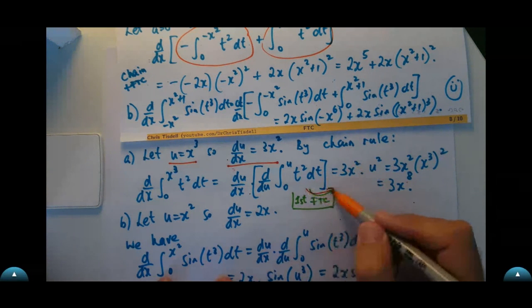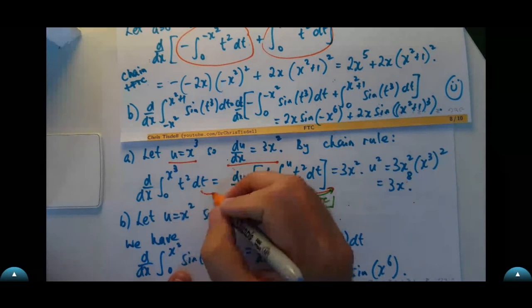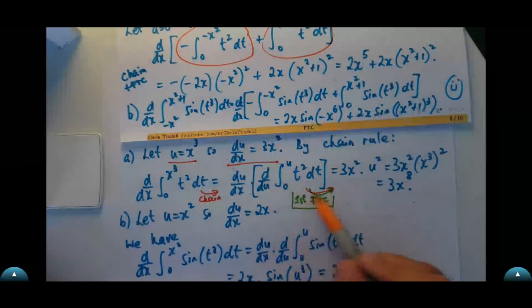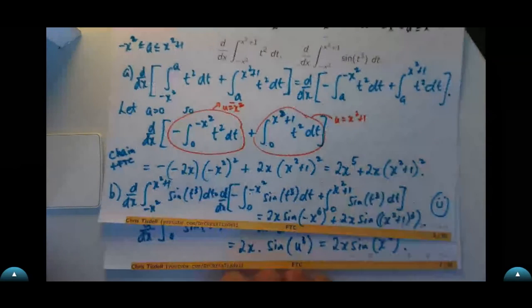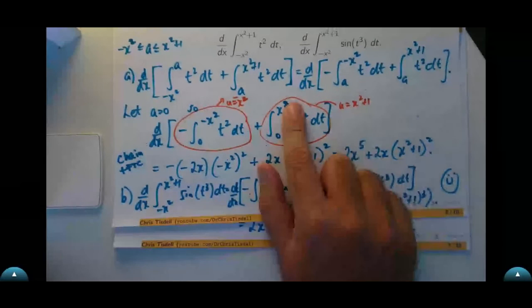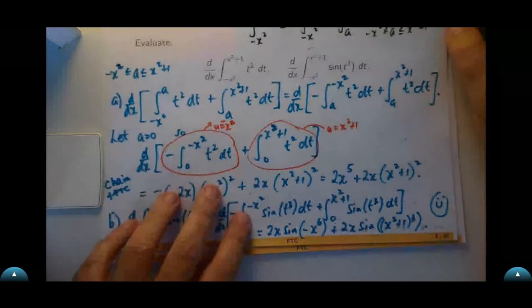So from here to here is the chain rule. And then to actually do the derivative, we apply the first fundamental theorem of calculus. So just follow that. Use that substitution here, use that substitution here, and then you'll get this. No worries. All right, is there any other questions?